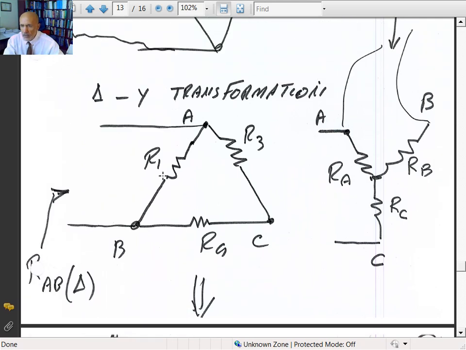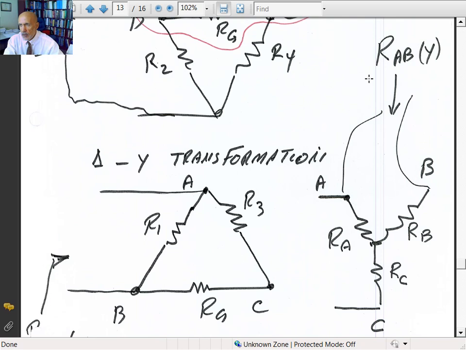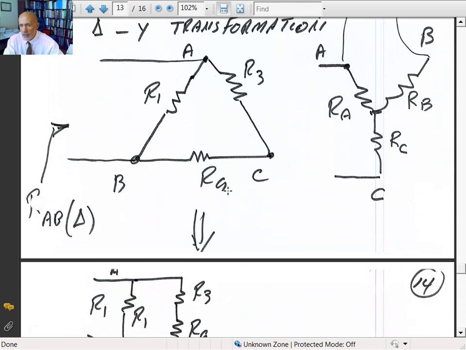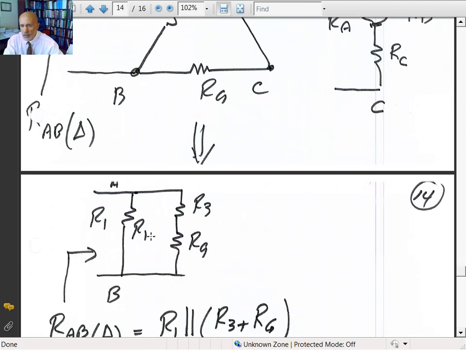To do that, let's say I'm looking at terminals A and B in delta. I'm going to call that R of AB delta. I'll do the same thing in a Y connection, so I'm going to call the resistance at terminals A and B, R of AB Y. Now, if I do R of AB delta, then when nothing is hooked up to point C, R3 and RG are connected in series, in parallel with R1. So that's what the circuit looks like if I'm just looking at terminals A and B.